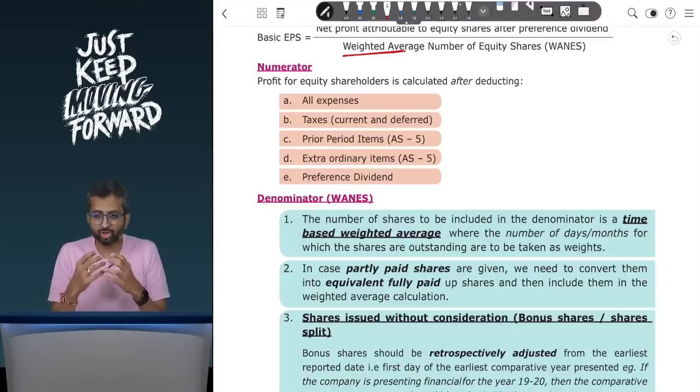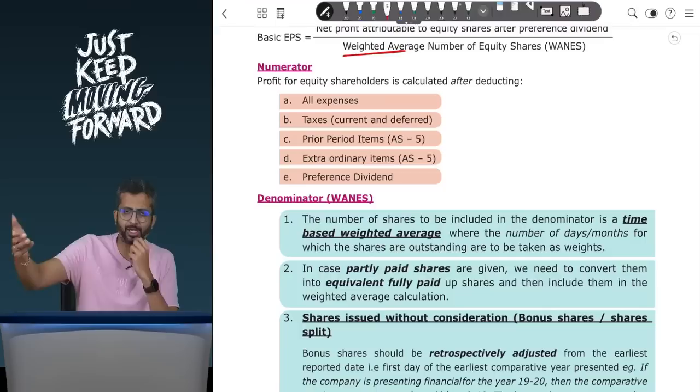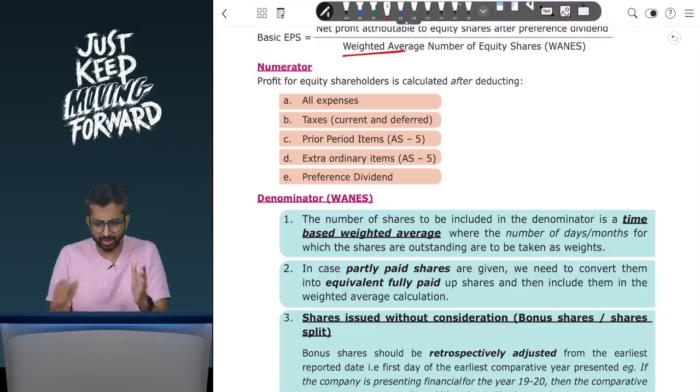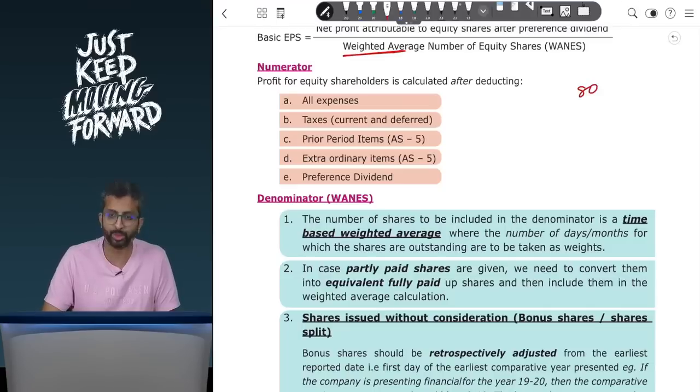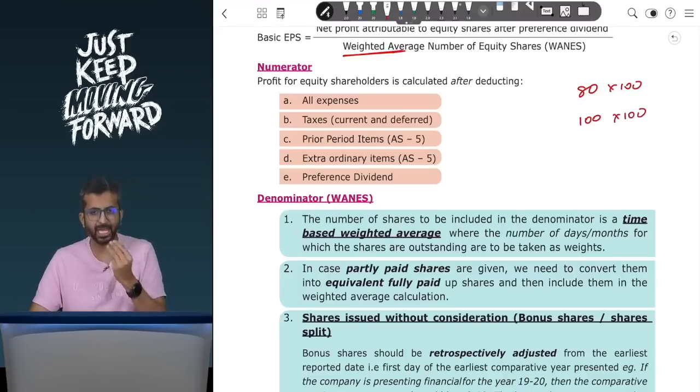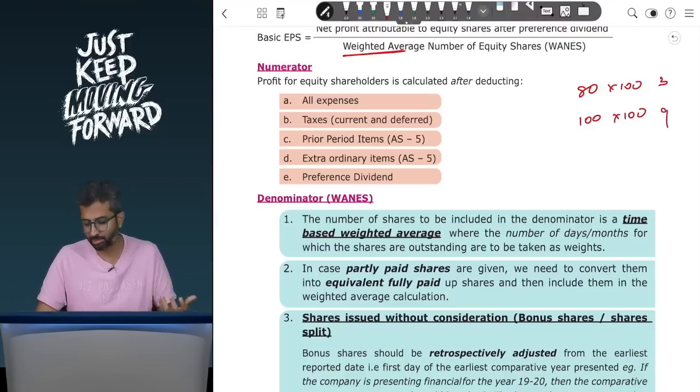What if there are shares where calls are made and money is paid later? Then we will say that if the shares are 80 rupees, 100 shares, and then another 20 is called up, so this is 100 rupees worth of shares. So these are 100 shares. We can say that 80 rupees worth of shares were outstanding for, let's say, 3 months, and for the remaining 9 months you can say 100 rupees worth of shares were outstanding.